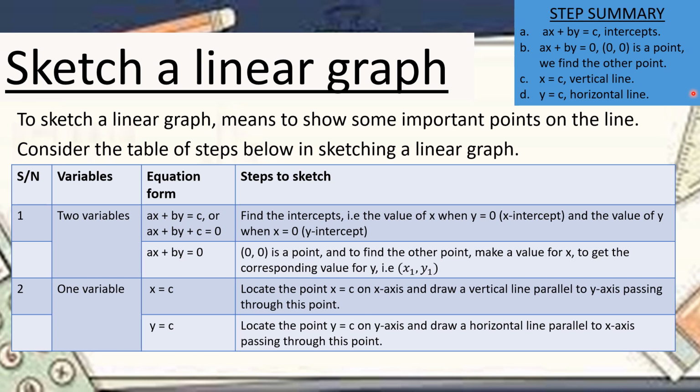Now, let's have a step summary. For ax plus by equals c, we make use of the intercepts. Then ax plus by equals 0 is a special form of ax plus by equals c: (0, 0) is a point, and we find the other point. x equals c automatically means a vertical line. y equals c means a horizontal line.